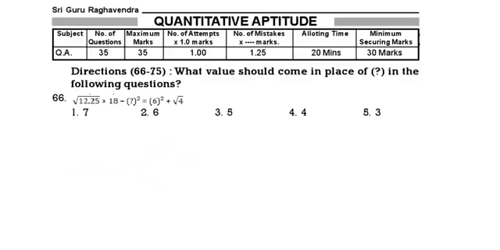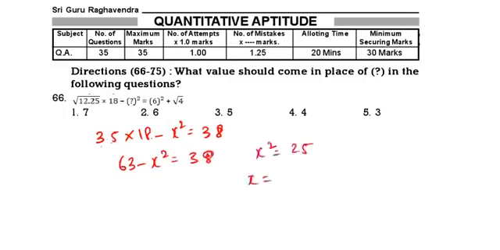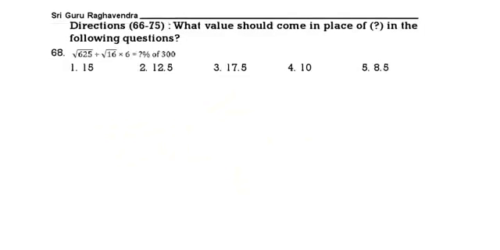Now you will see quantitative aptitude. Questions 66 to 75. What should come in the place of the question mark in the following questions? Root 12.25, that is 3.5. So 3.5 into 18 minus x square is equal to 6 square, 36, root 4 is 2, that is 38. Now 18 into 3 is 54, 0.5 into 18 is 9, that is 63. So 63 minus x square is 38, x square is equal to 25, x value is 5. The x value is 5. Next question, root 625.